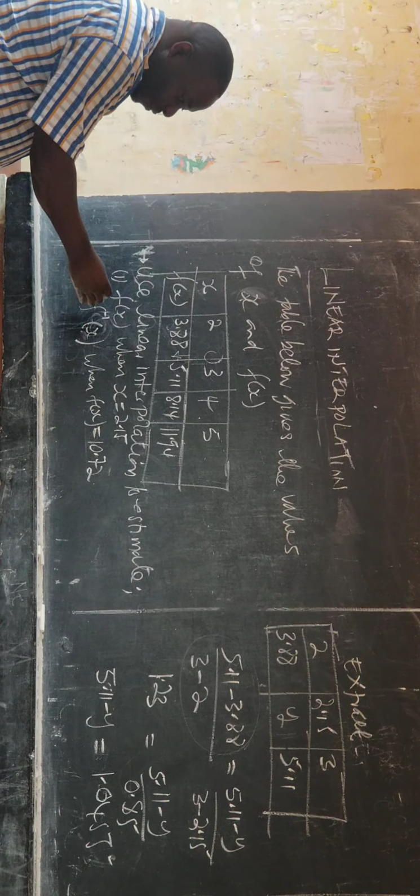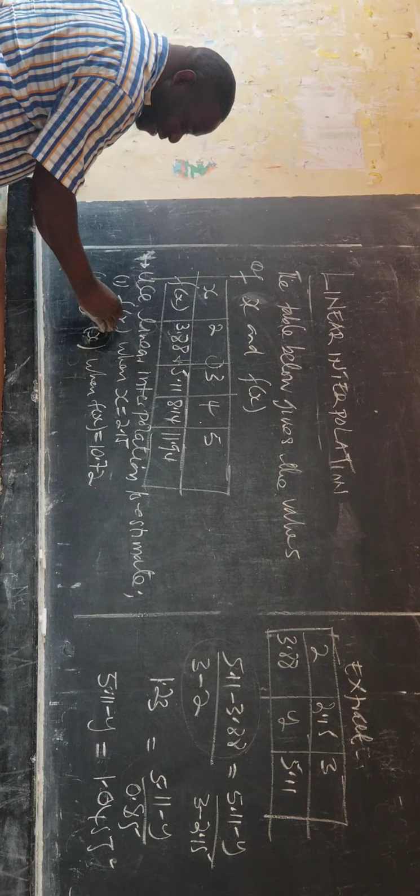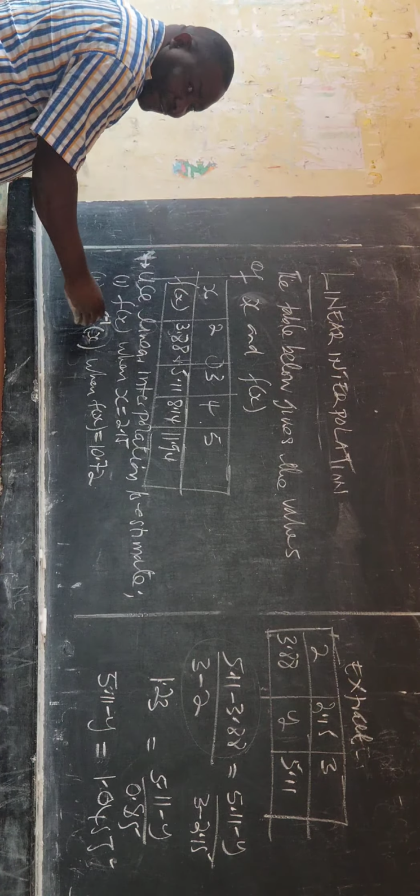Then we can use the next part. The next part of the question is to estimate the inverse of x, the value of x when f of x is given. So the inverse means that here we are looking for the value of x when we have been given f of x, which is 10.72. When you look at the values here, 10.72 lies between 8.41 and 11.94. So the value lies here, and what we want is to get the corresponding value of x.